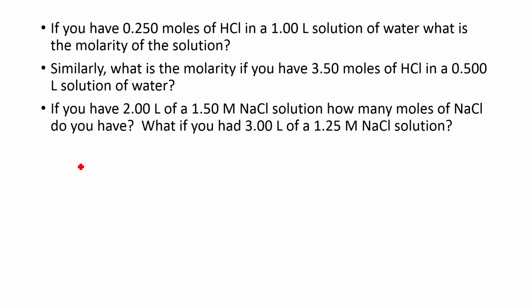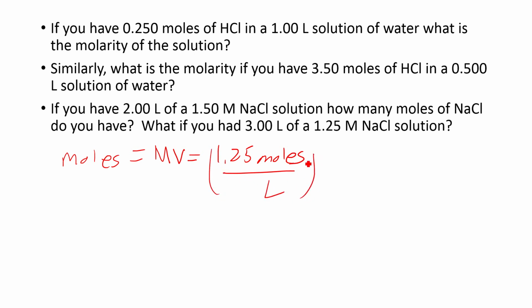My pad locked up for a second, that's why I was doing that. So, if we have our moles still equal to m times v, we have 1.25 moles per liter times 3.00 liters. And from that, we get that we have 3.75 moles of our NaCl.